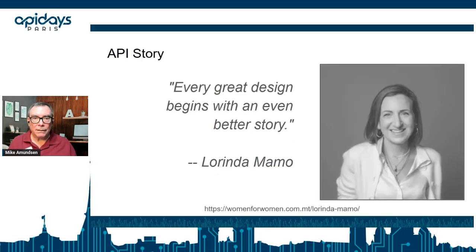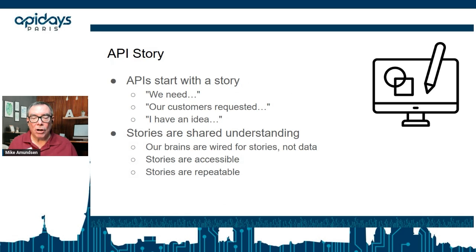Let's start talking with the first design asset that I think every API should have, and that is story. Lorinda Mamo has said it best, I think: every great design begins with an even better story. Story is what we share. Story is the reason we're doing this work today, and story is always accessible. Often API stories start with, "we need X," or "our customers have requested Y," or "I just have an idea that this could improve the situation." That's the start of a story.